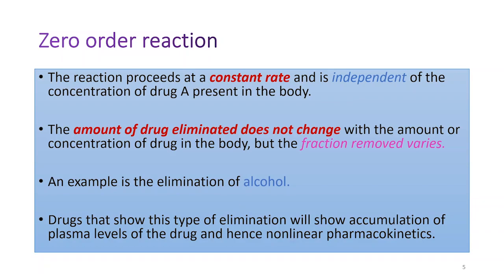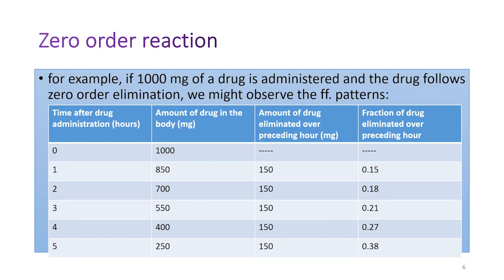So look at this table. For example, we give a 100 milligram drug to a patient, and this drug follows zero order kinetics of elimination. So when we try to see how it goes in the body, we start with the 0 hour. The time is in hours, then the amount of drug that is given is in milligram, then the amount of drug eliminated, also in milligram, and then this is the fraction of drug eliminated.